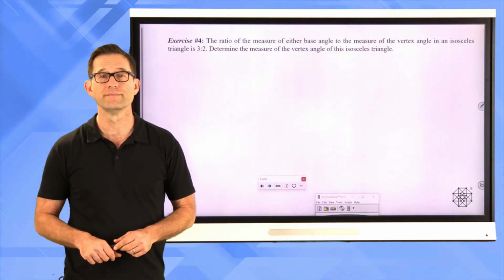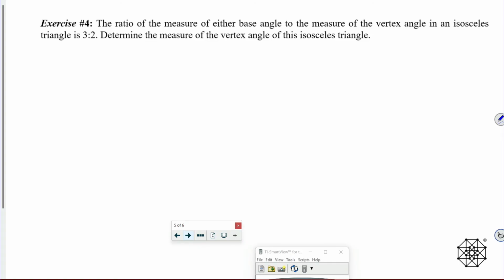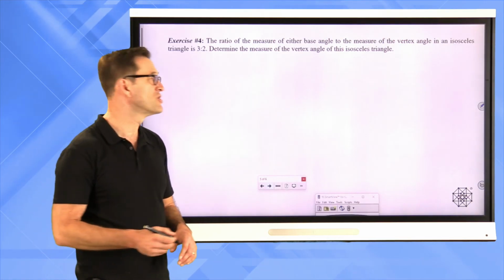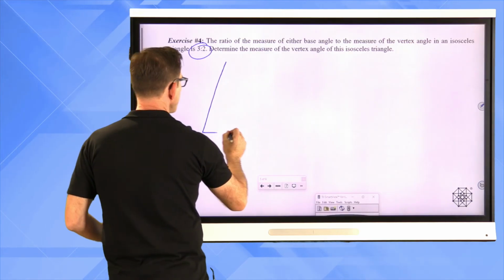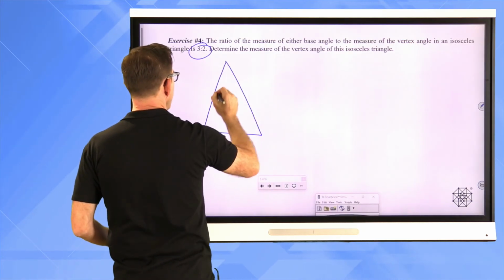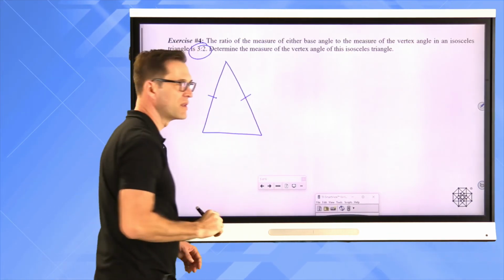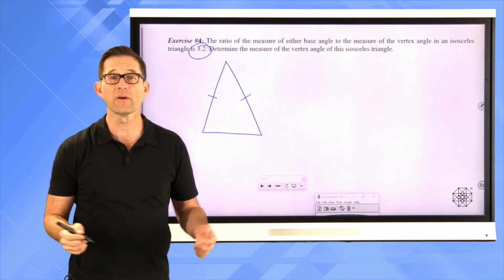Exercise number 4. The ratio of the measure of either base angle to the measure of the vertex angle in an isosceles triangle is 3:2. Determine the measure of the vertex angle of this isosceles triangle. All right, we've got this ratio thing going on again. Let's first draw out a generic isosceles triangle. All right, and let's mark these two as being the congruent sides, because that's what it looks like.